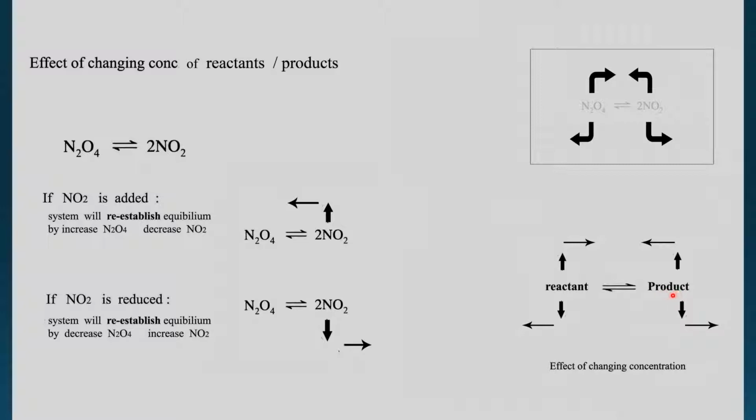Product. If you add more product into the system, the equilibrium arrow will shift reverse. But if you take away the product, you remove the product, equilibrium will shift forward to give you more product.